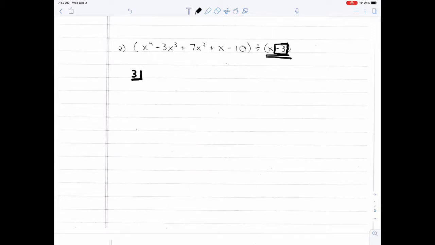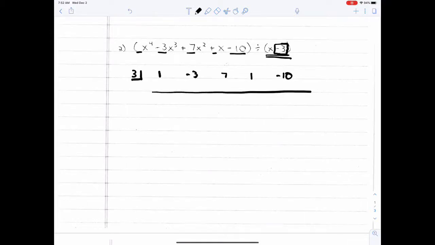Next, we're going to take all the coefficients and write them down, leaving a space between them, without the variables. So the first one's 1, the next one's negative 3, the next one's 7, the next one's 1, and the next one's negative 10. And then leave a space underneath them.